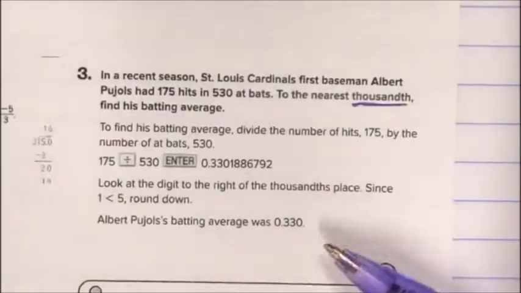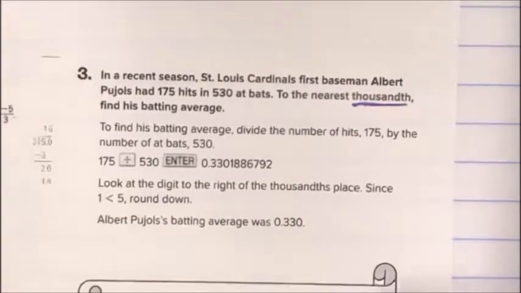I want to round to the nearest thousandths place. So here's my tenths place, the first three. Hundredths, thousandths is at 0. So 0.330 is his batting average, which is what we ended up with. Okay.